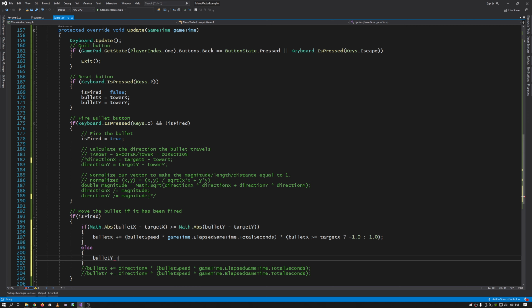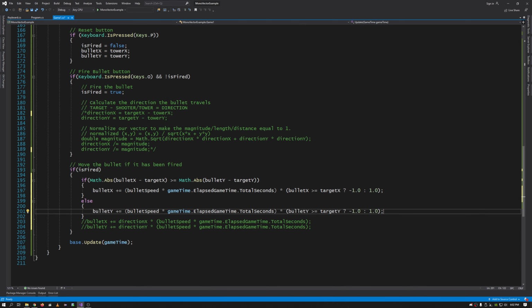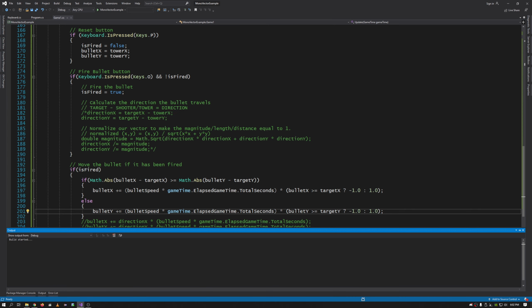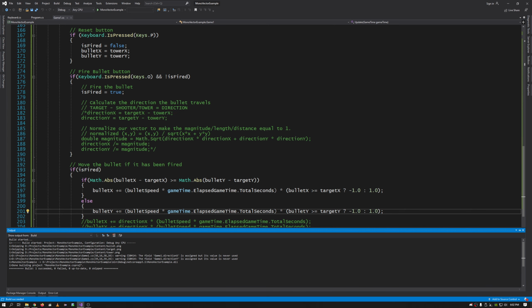Bullet y plus equals bullet speed times elapsed game time total seconds times, bullet y greater than target y. So I've got to be careful with this one because bullet y is greater, 100. I need to go up. So it's the same logic. I don't know if this is going to work. I don't know what it's going to look like. I know it's going to be weird. It's going to be a bullet that kind of turns and goes.